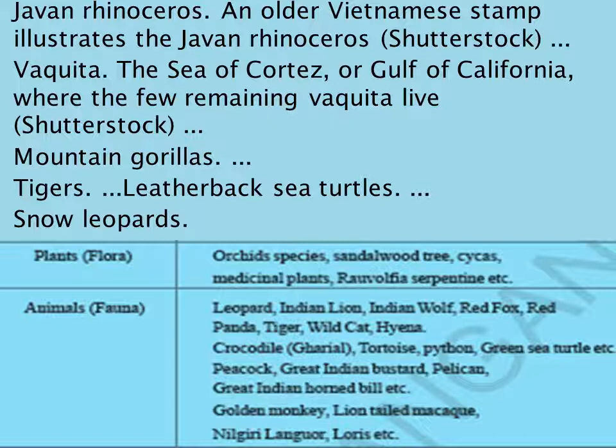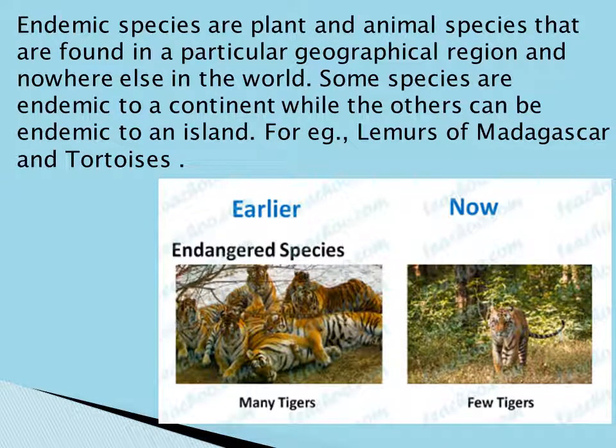What plant flora is not seen nowadays? Orchid species, sandalwood trees are very few if they are there. Also medicinal plants, Rauwolfia serpentina. Whereas among animals, leopard is not seen, Indian lion, wolf. If there were many, now the species are getting less, dying off.